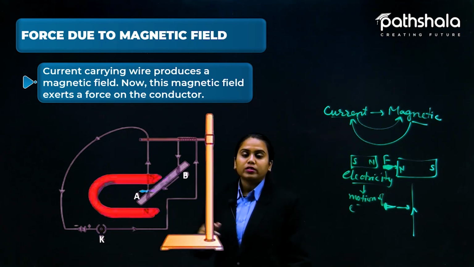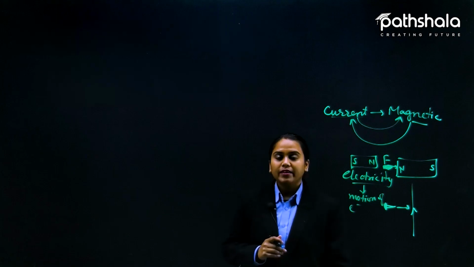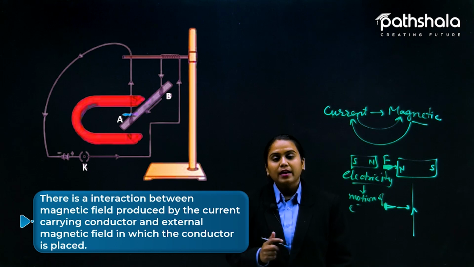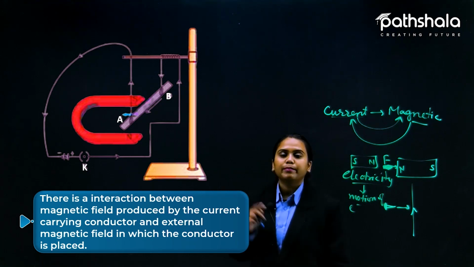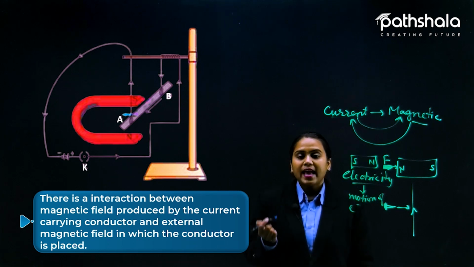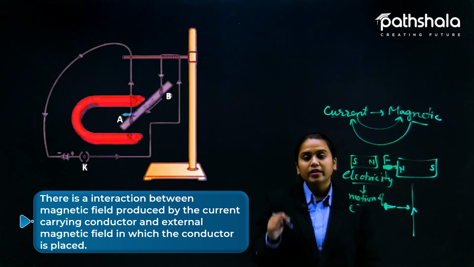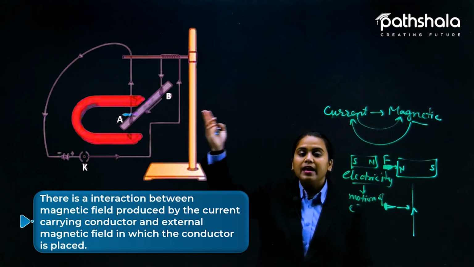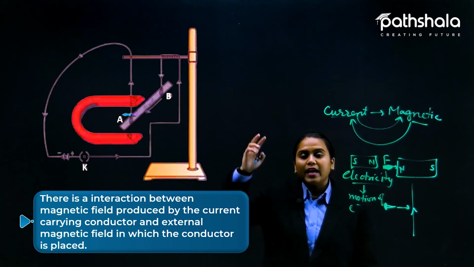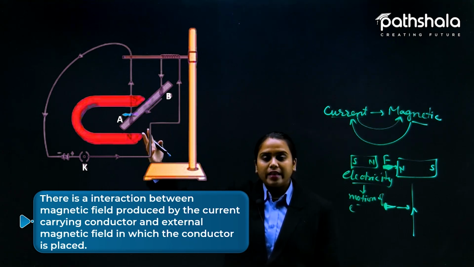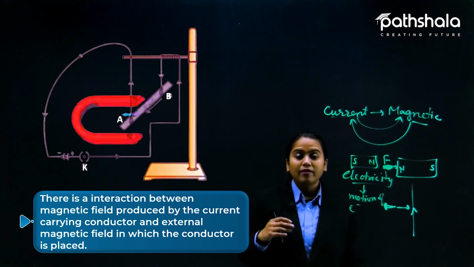Okay, so this was the condition, this was the activity, and here we are having a point on it: because of the interaction between the magnetic field produced by the current carrying conductor and the external magnetic field. So here the horseshoe magnet is the external magnetic field, and the magnetic field that is produced by the wire itself. So we can say that it is also having a magnet.